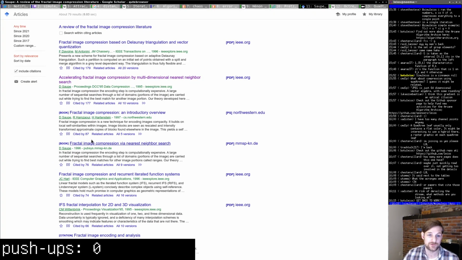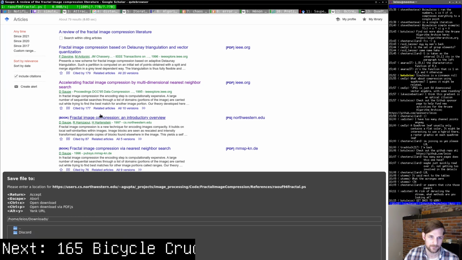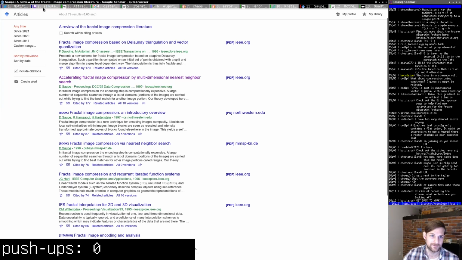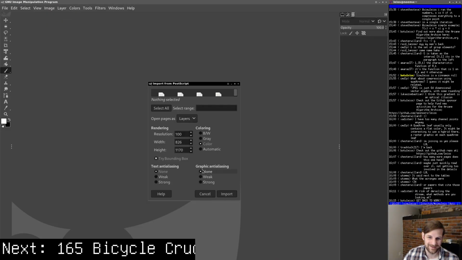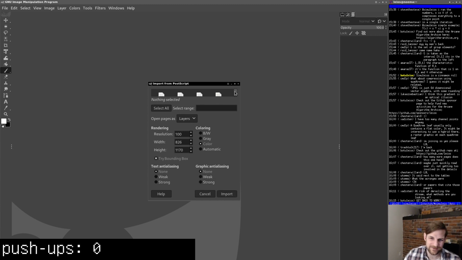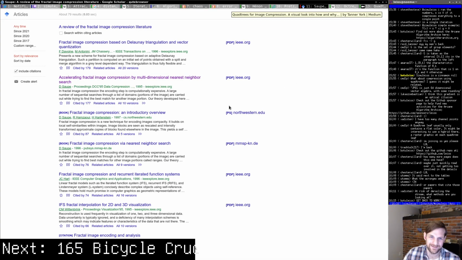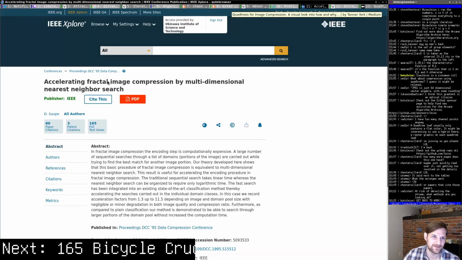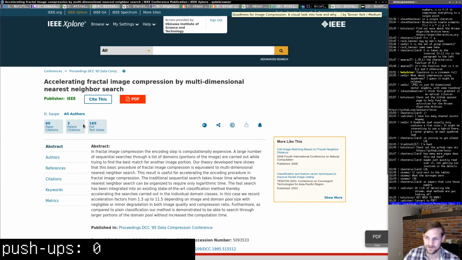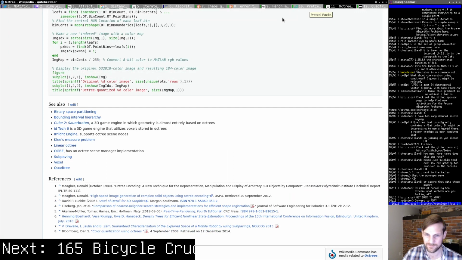Fractal image compression, an introductory overview, but this is a book. Okay. If you're giving me a PostScript book. Oh no. It wants to open it in GIMP. I'm fairly certain we can't open this up in GIMP. Wait, oh no. I lost it. What is this going to be? This is going to be, convert to PDF? Yeah, I'm sure. How do you do PostScript to PDF?